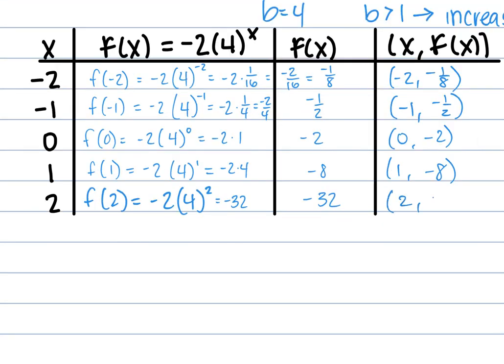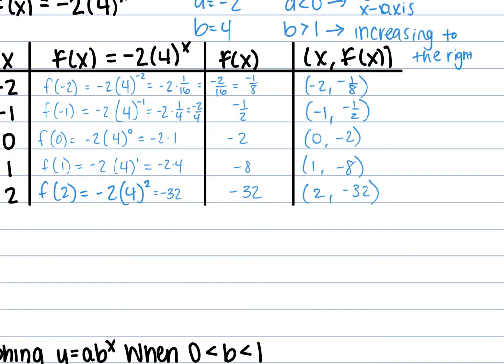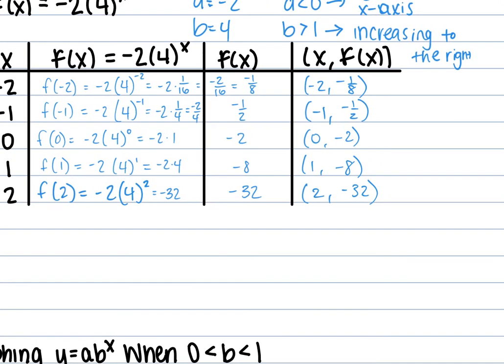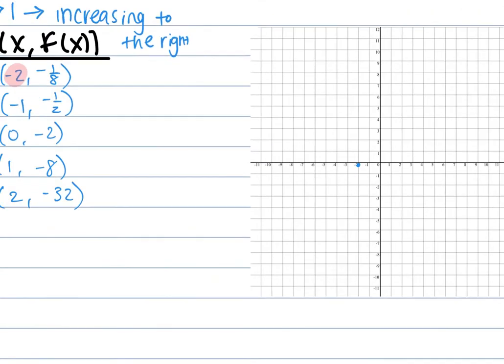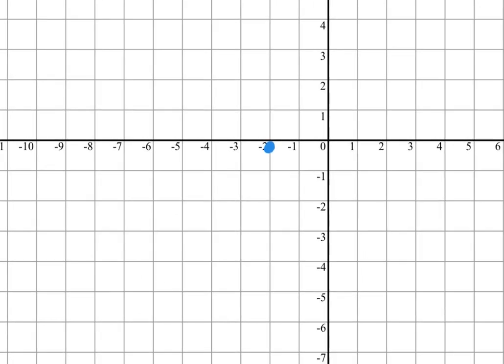And 2 comma negative 32. So I have all my points. All I need to do is plot them and see what they give me in terms of a graph. And then go down an eighth. So it's really, really close to 0, okay? Negative 2, negative 1/8. Then the next one is negative 1, negative 1/2. So between 0 and negative 1, that's about negative 1/2.